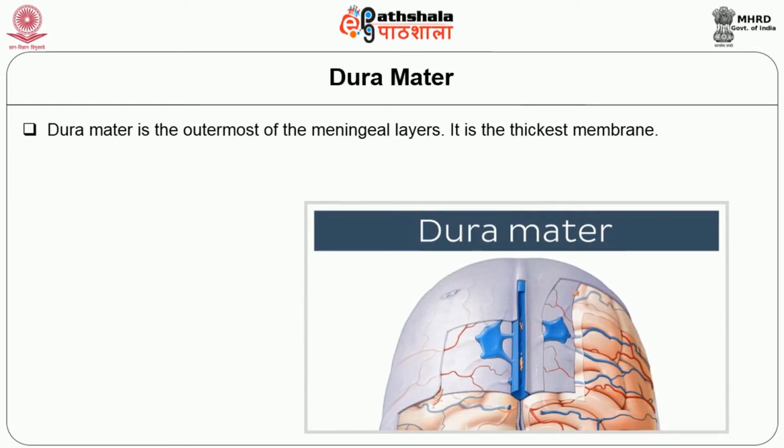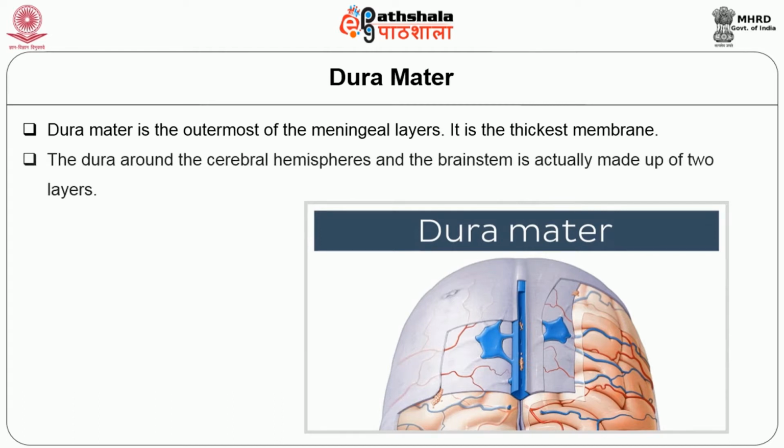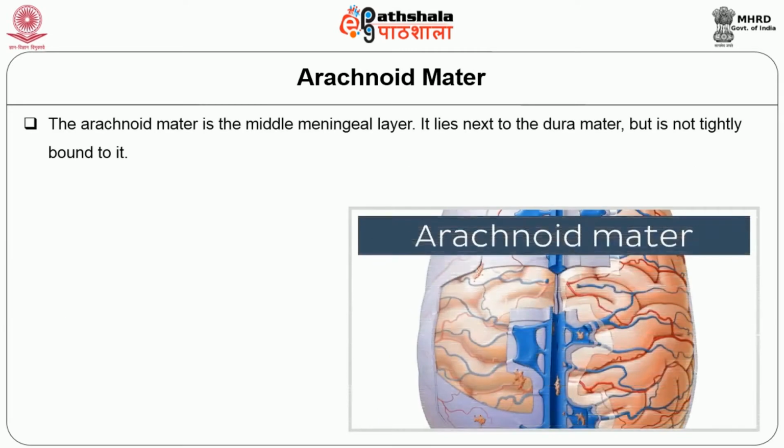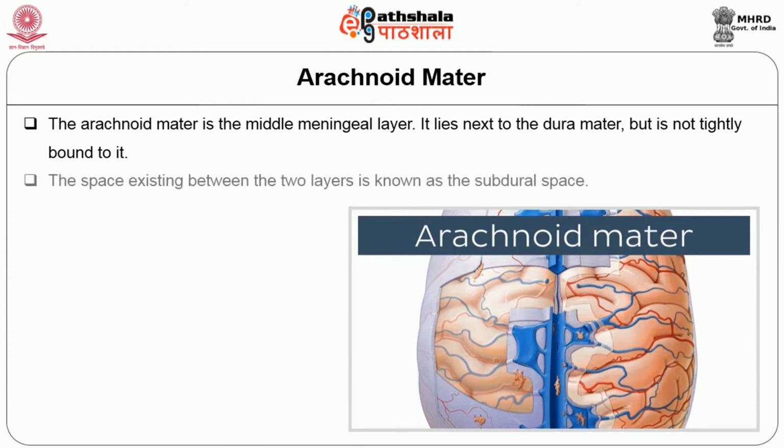The dura mater, it is the outermost of the meningeal layers. It is the thickest membrane. The dura around the cerebral hemispheres and the brainstem is actually made up of 2 layers. The outer layer is attached to the inner side of the skull. Coming to arachnoid matter, it is the middle meningeal layer. It lies next to the dura mater, but it is not tightly bound to it. The space existing between the 2 layers is known as the subdural space.